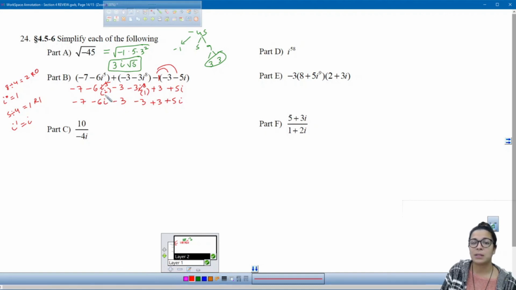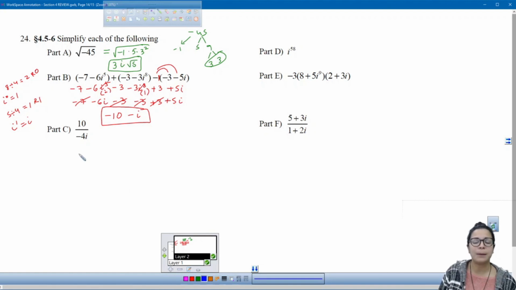Negative 7 minus 3 is negative 10. Negative 10 minus 3 is negative 13. Negative 13 plus 3 is negative 10. So all of our whole numbers added up are negative 10. Then negative 6i plus 5i is negative 1i. And that is our solution.